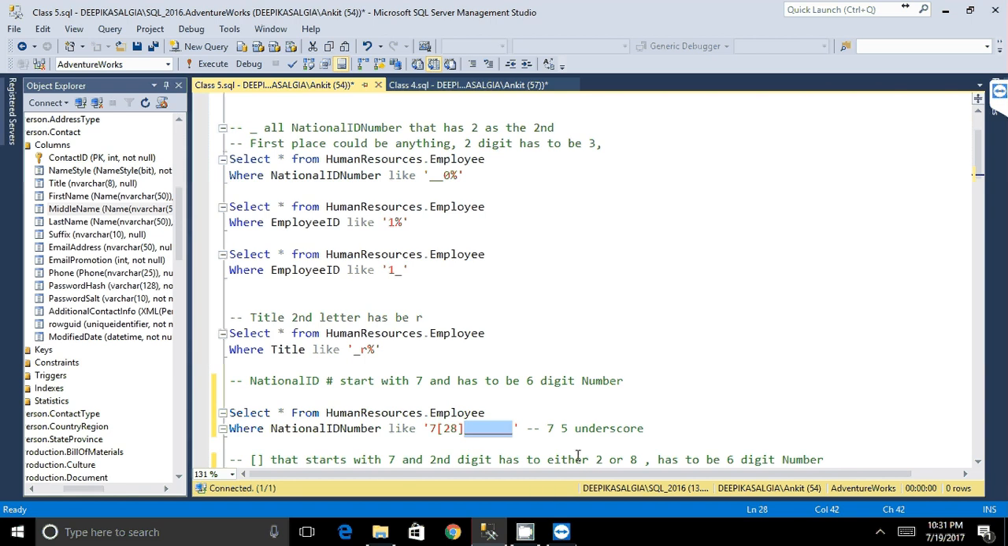Okay. All right. So this doesn't represent 2 digits after 7. It represents only 1 digit, and this is just showing that it could be either 2 or 8. Okay. Is it clear, Victoria?